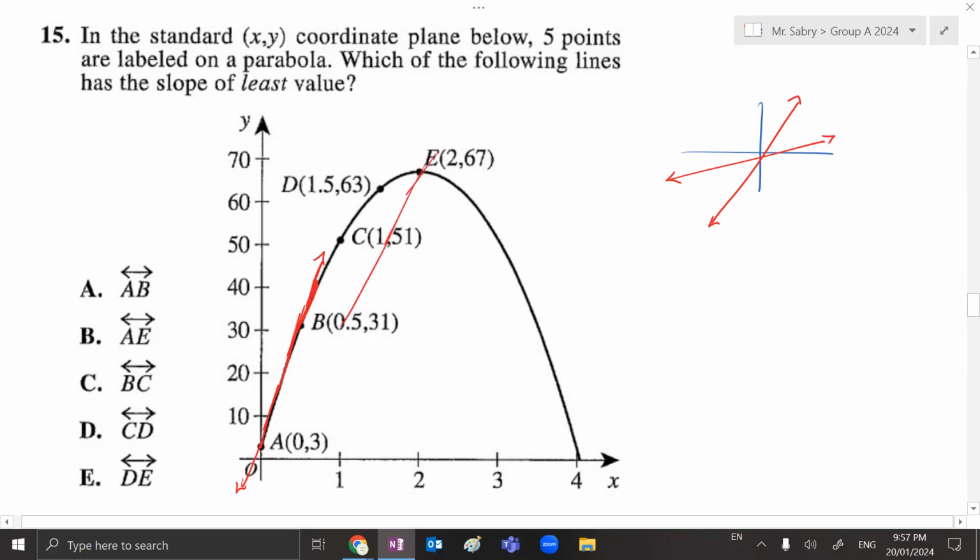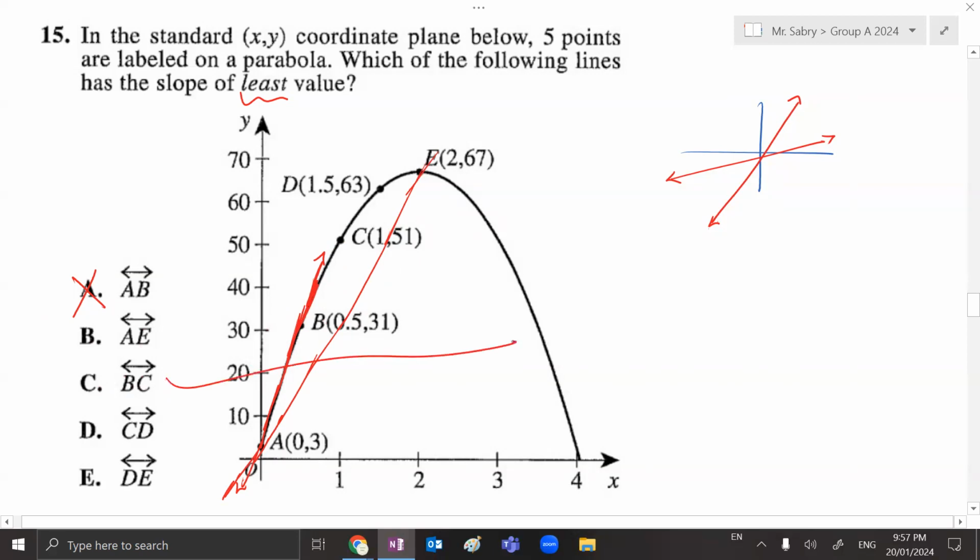AE seems to be a bit lower than AB, so I'll remove A out of the options entirely because I need the least value. So it's definitely not AB because AE is lower. BC may be common to AE, so I'm not sure. So which means then that in this very specific case of BC, I will need to actually calculate the slope.